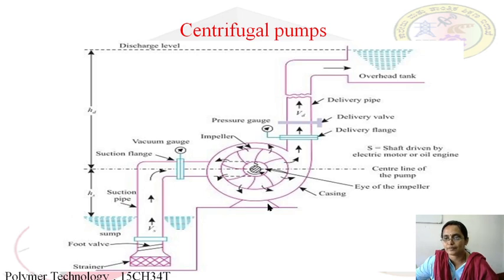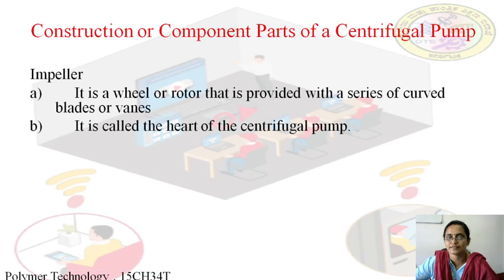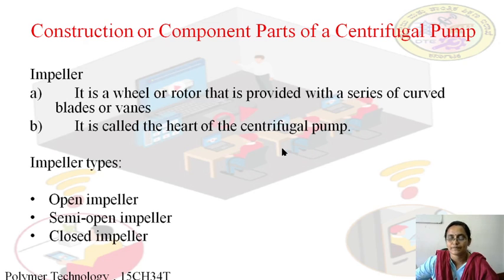So this is a simple explanation of a centrifugal pump. Now, construction and component parts. Impeller: it is the wheel or rotor that is provided with a series of curved blades or vanes. So it is a rotating element provided with blades or vanes. It is also called the heart of the centrifugal pump.